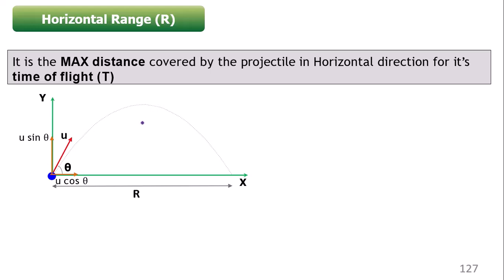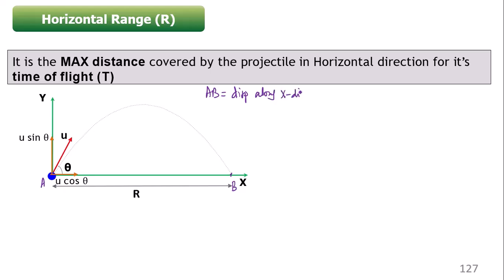Horizontal range is nothing but the distance traveled by the particle once it is thrown from point A to point B. So the distance between point A and B is called the horizontal range. And I know that this is the displacement along the x direction. So AB is called the displacement along the x direction.